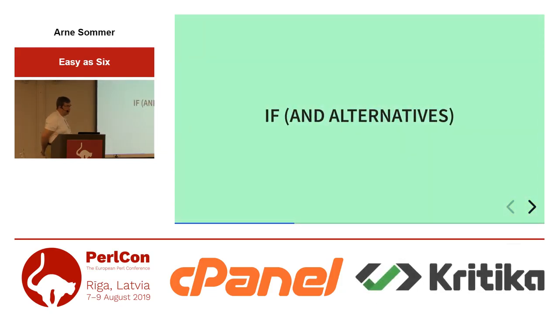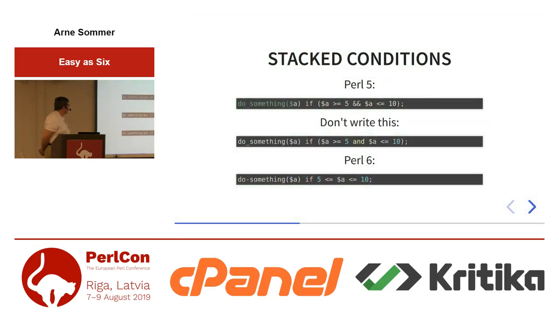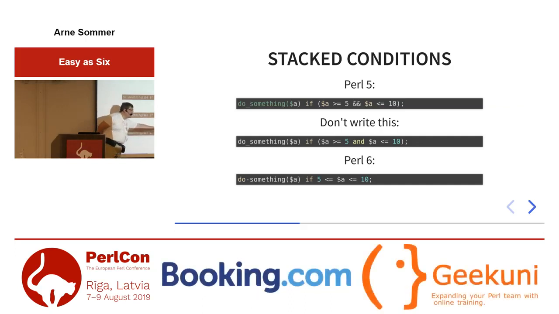Next topic, if and alternatives. Stacked conditions. If you want to check if a value is between two values, you have to, in Perl 5, stack them like that. And beware of precedence, so use the right sort of and. In Perl 6, you can write this code.